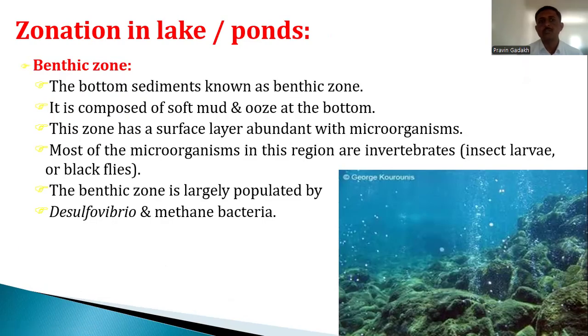The next zone is the benthic zone. The bottom sediment is also known as the benthic zone or benthic region of the aquatic environment. It is composed of soft mud and ooze at the bottom. This zone has a surface layer abundant with microorganisms. Most of the organisms in this region are invertebrates, including insect larvae and blackflies. The benthic zone is largely populated by Desulfovibrio and methane bacteria. So these are the characteristics of the benthic region.